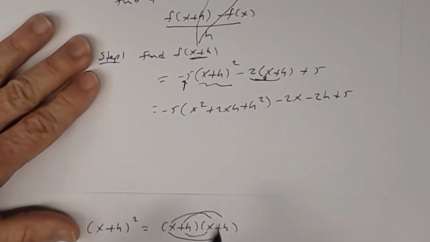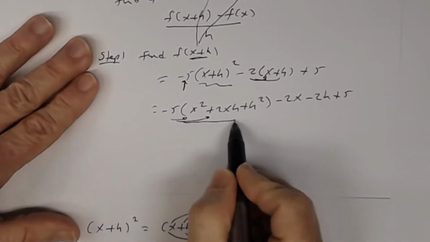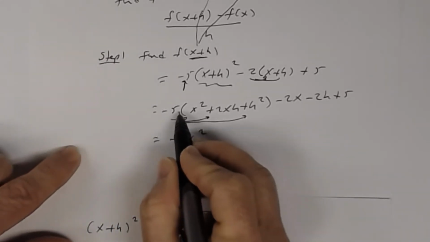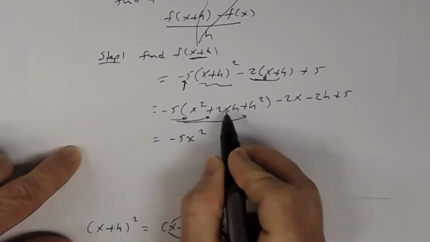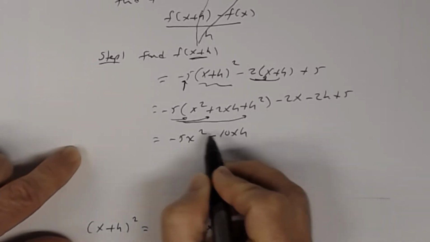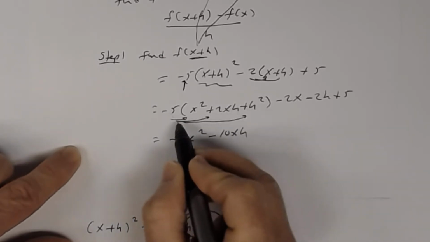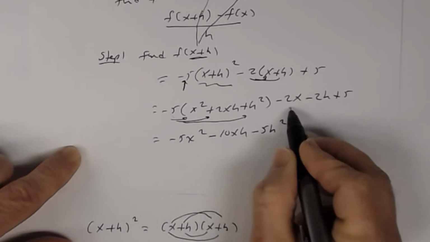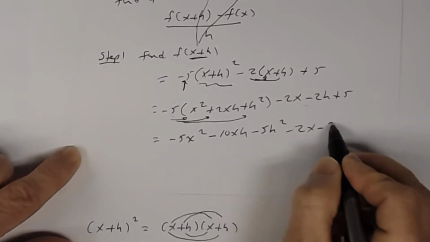All right, now distribute the negative 5 here. I get negative 5x squared. A negative 5 times a positive 2xh is a negative 10xh. A negative 5 times a positive h squared is a negative 5h squared. And then rewriting all this over.